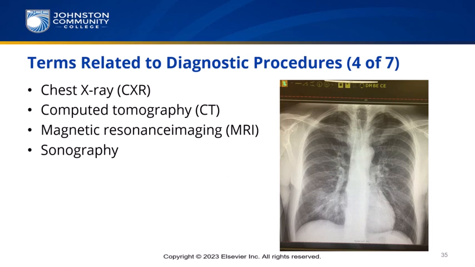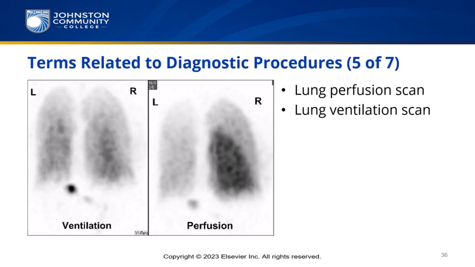Then lastly, we have sonography, which is the use of high-frequency sound waves to image structures within the body. Both of these procedures use radiopharmaceuticals, known as nuclear medicine, to produce an image. A lung perfusion scan is done to visualize blood flow in the lungs and is useful in detection of pulmonary embolisms. A lung ventilation scan shows how air is distributed in the lungs and measures the ability of the lungs to take in air.